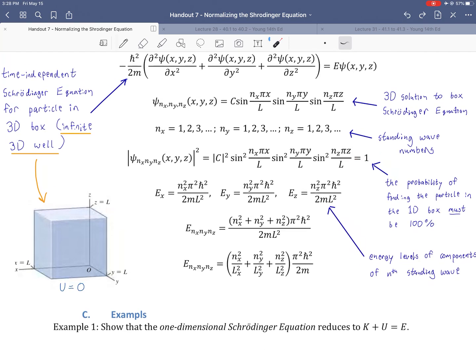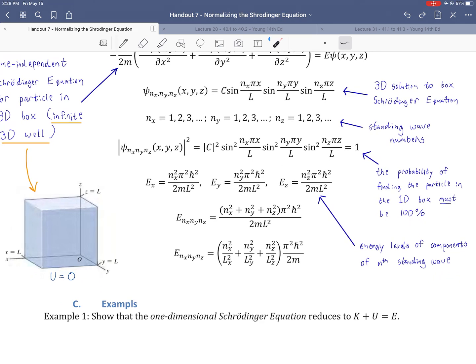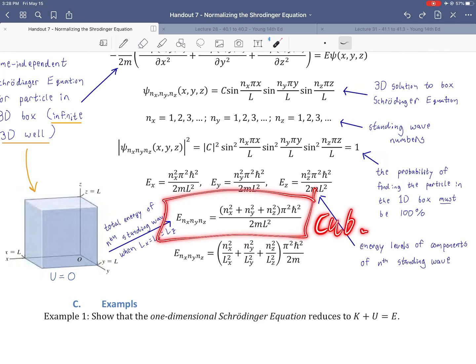Anyway, we have a couple last things I want to cover. These are not the main focus, but I just want to make sure we're clear on them. This is the energy levels of the components of the nth standing wave. This is just like the quantized energy we saw for the 1D box. Then we have the total energy of the nth standing wave, because this is the individual components. But then the total energy turns out to look like this, and it simplifies quite a bit when all the lengths are the same. So that would be for a cube. This expression here is only true for a cube.